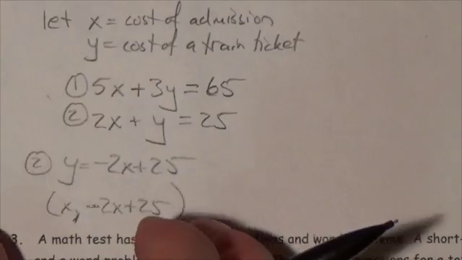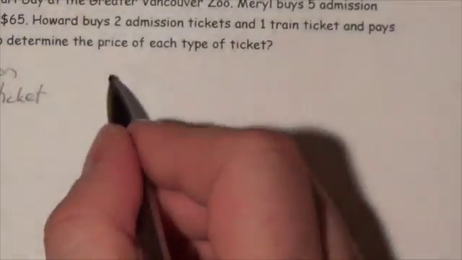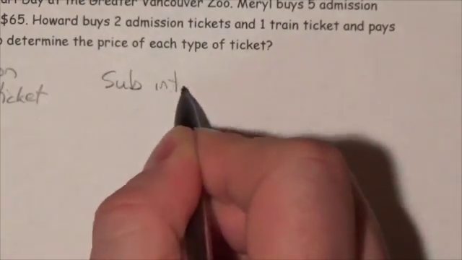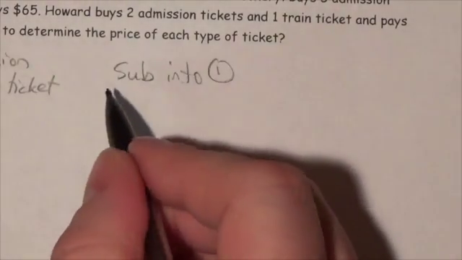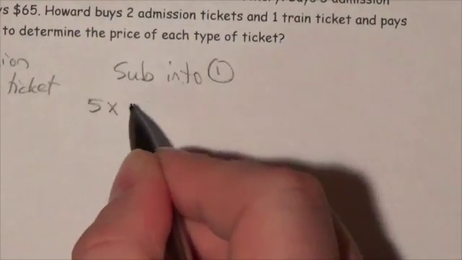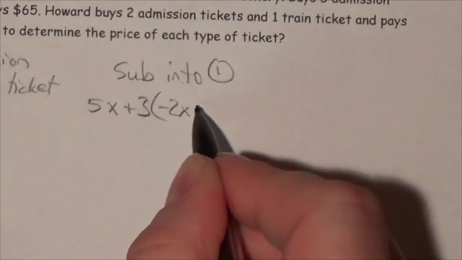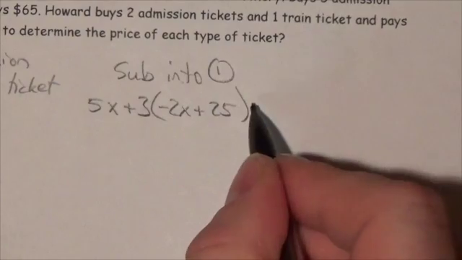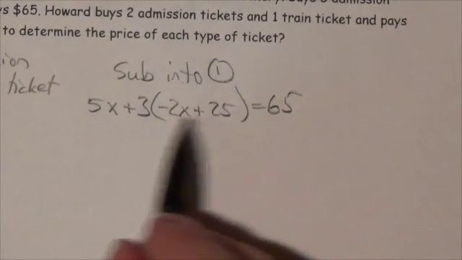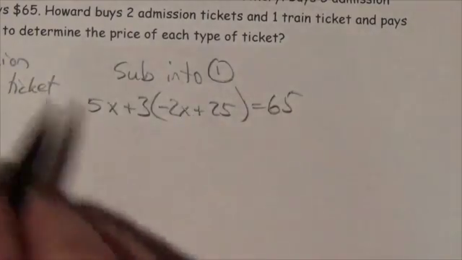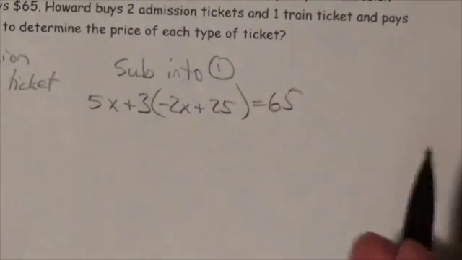Now, I'm going to substitute this into the other equation, into equation 1. So we're going to sub that point into equation 1. That's going to get us 5x plus 3, and again for y, I'm going to put this in parentheses so that we identify very clearly what the y is. Now I've got one equation, one variable. I'm going to distribute, simplify, and solve here.